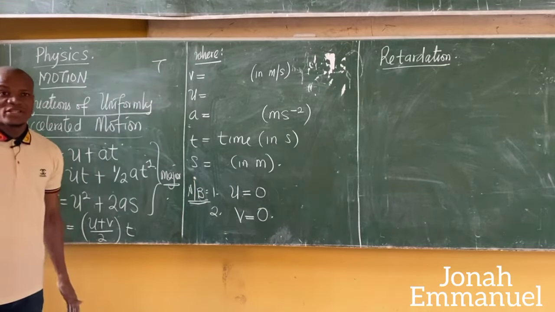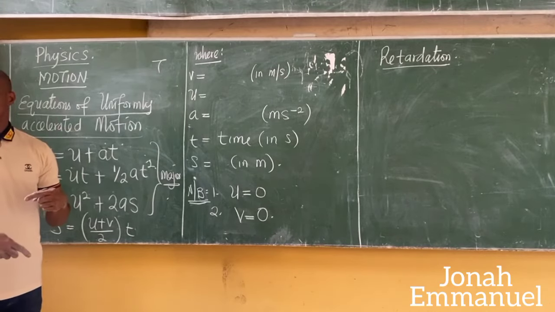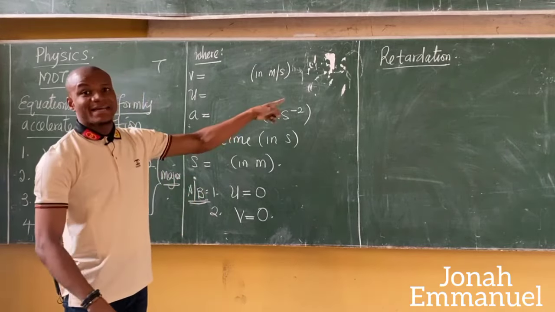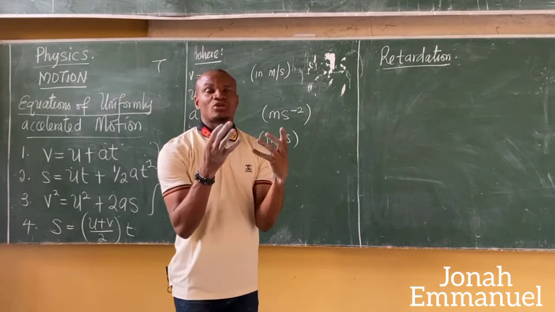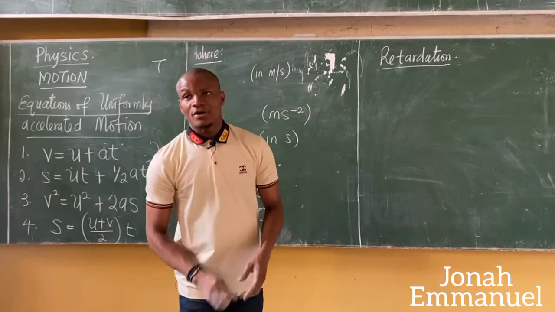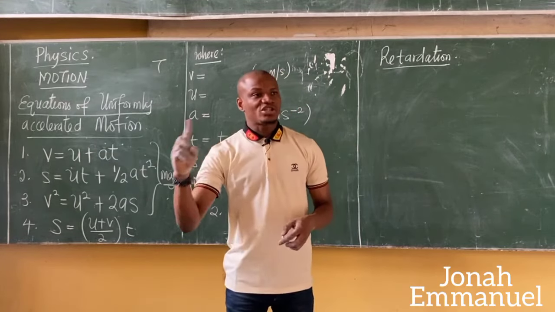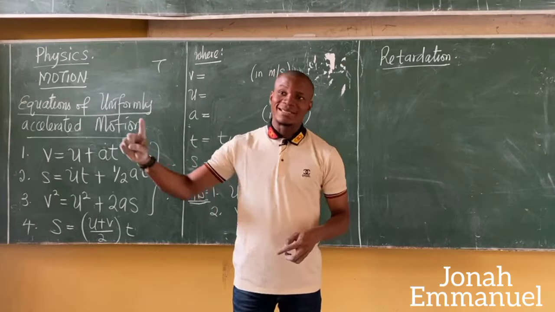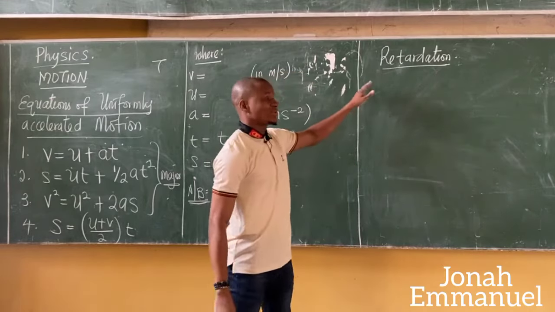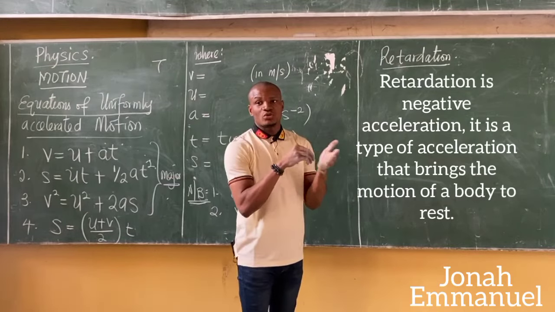But what if someone is running at a particular speed and wants to move faster? What happens then? There must be an acceleration. The person adds more pace as he goes ahead. That becomes an acceleration. So acceleration is something that increases the speed of a moving body. Now, a body is moving and wants to stop. The difference between retardation and acceleration is this: acceleration increases the speed of a body, while retardation reduces the speed of a body. So retardation is simply negative acceleration. It's the kind of acceleration that brings the motion of a body to rest.